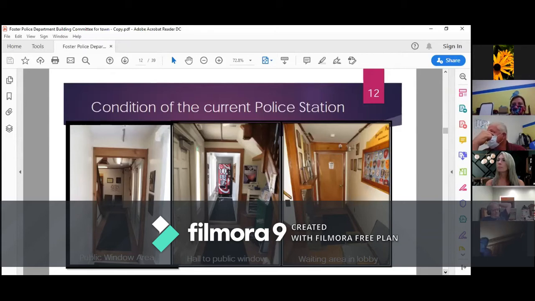So this is the public window area where, if you came in the door, you would get a little window here. You come in the door, you come up to the public window, that's where you might file a complaint or something like that. This door is over here. So this is the other view of the window.